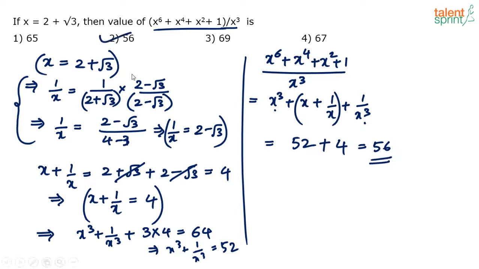Right, 56, option 2. So I'm glad that all of you got the right answer. It all depends on the first couple of steps: if x is 2 plus root 3, then 1 by x is 2 minus root 3. From there you simplify for x plus 1 by x, which is 4, and once you know x plus 1 by x, you can find out x cube plus 1 by x cube as well. Okay, so 56 is the answer, option 2.